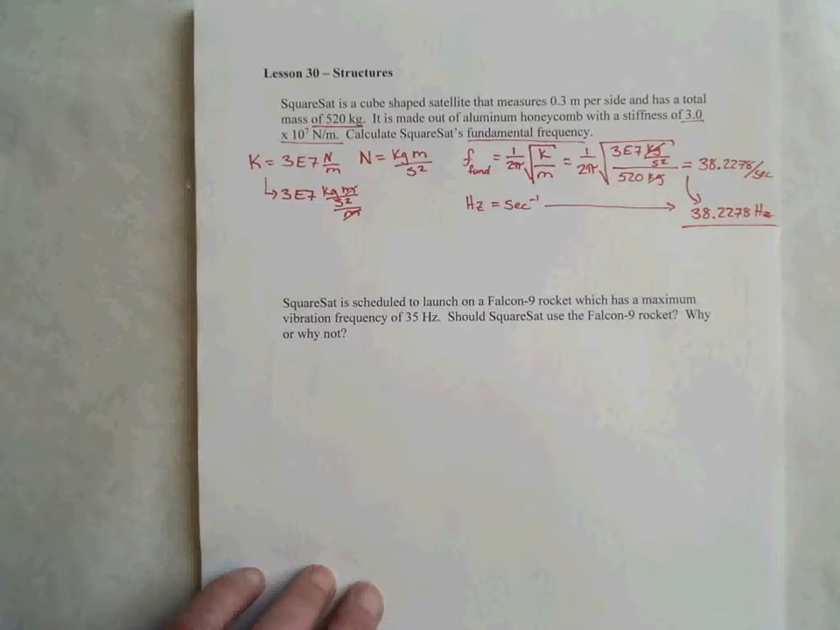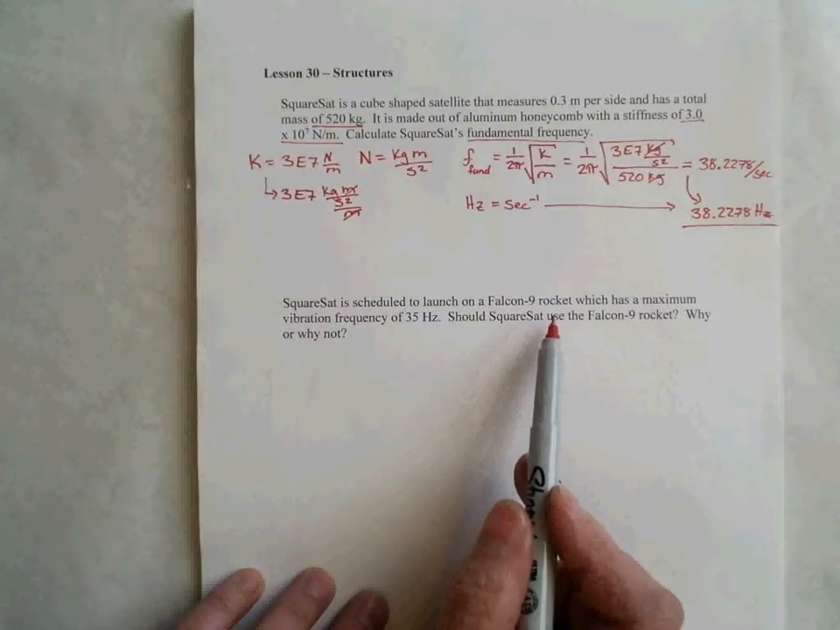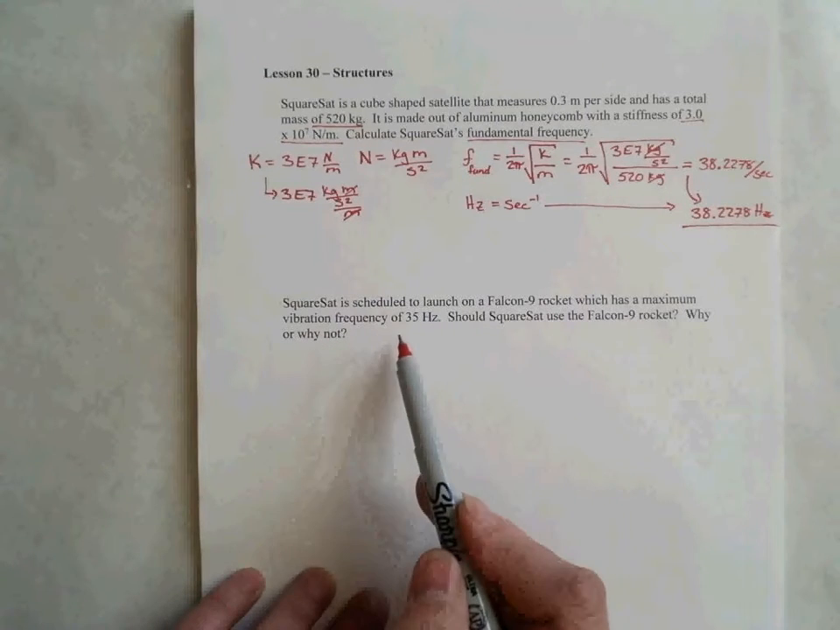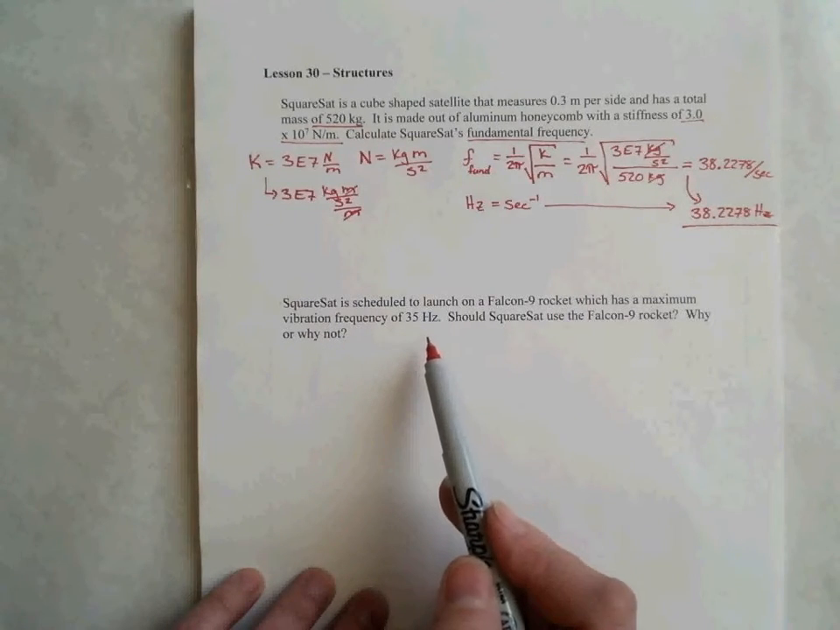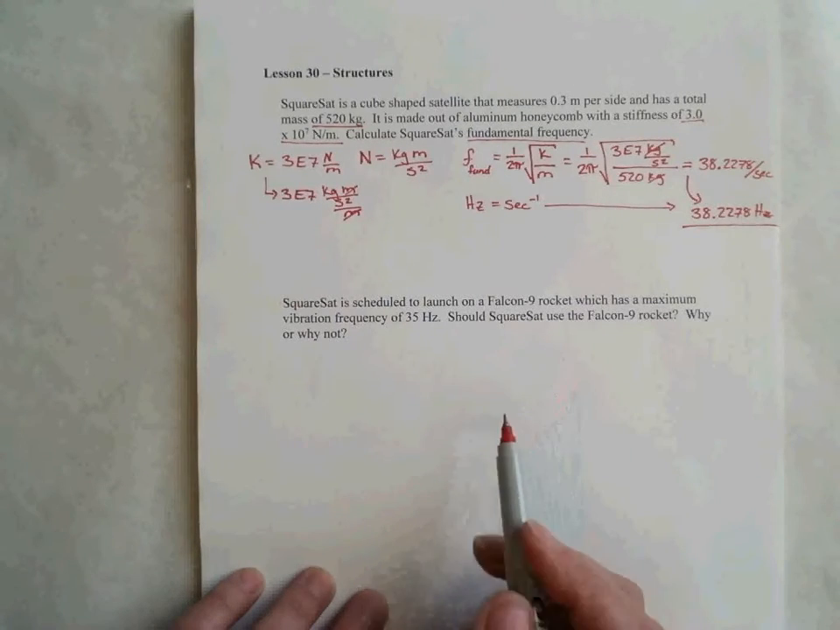Now the second part of this question says that the SquareSat is scheduled to launch on a Falcon 9 rocket with a maximum vibration frequency of 35 hertz. Should the SquareSat use the Falcon 9 rocket? Why or why not?